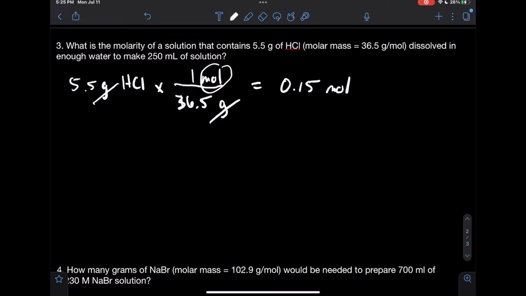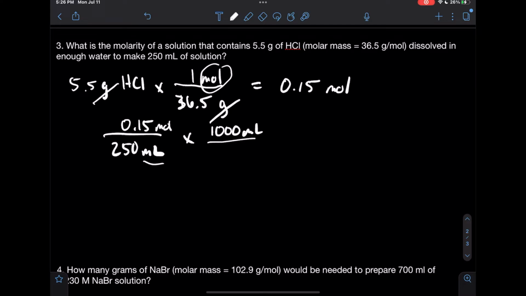The 0.15 mole is dissolved in enough water to make 250 milliliters of solution. So we have 250 milliliters of solution. But we need liters, so we're going to multiply this by 1 liter per 1,000 milliliters. The milliliters will cancel out. Now we're left with moles and liters, and this will equal 0.60 moles per liter, or molarity.